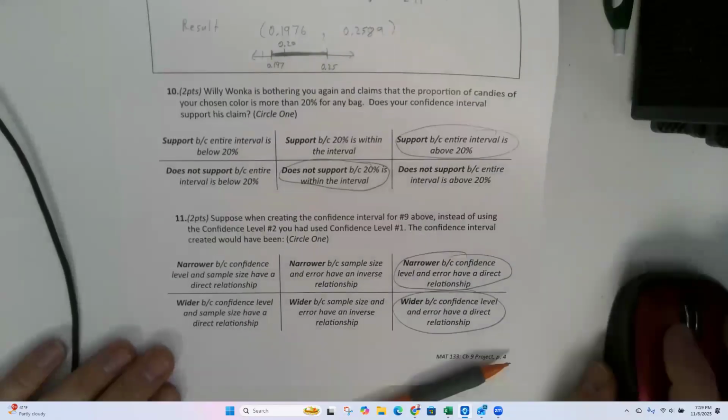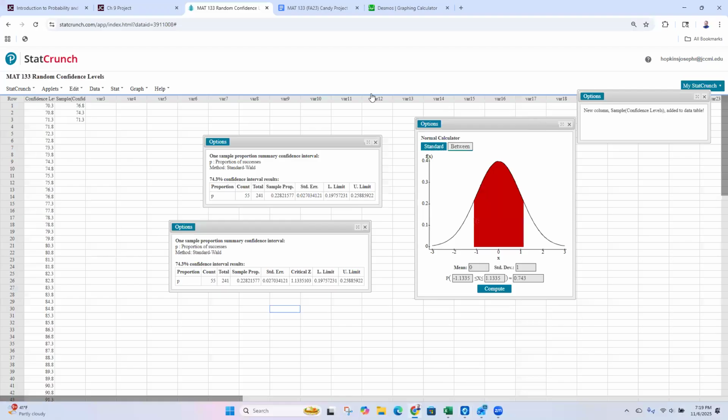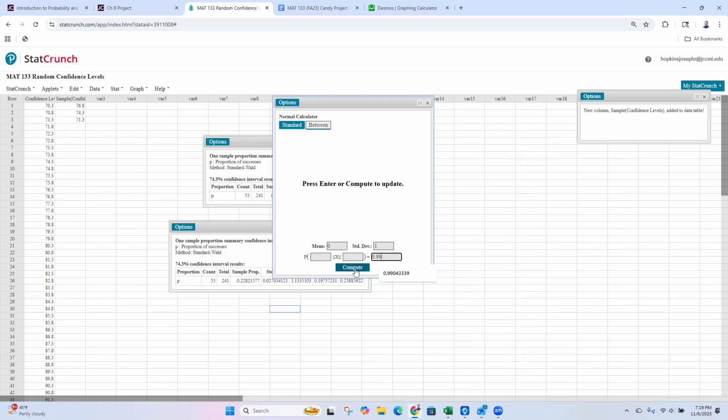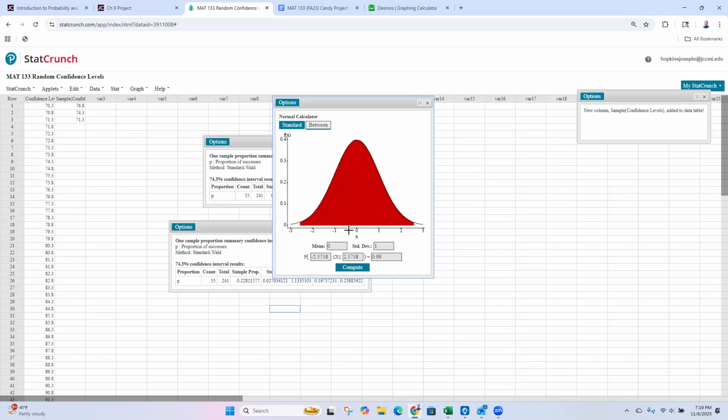Because if I was looking at, this was my resulting confidence interval for 74.3%. If I was looking at a 95% confidence interval, we know the z-value for that is 2, and so you can see that it's much wider. If I'd been looking at 99%, that red area is very wide. So a bigger confidence level is going to mean a bigger confidence interval.